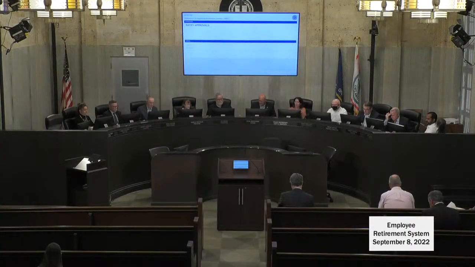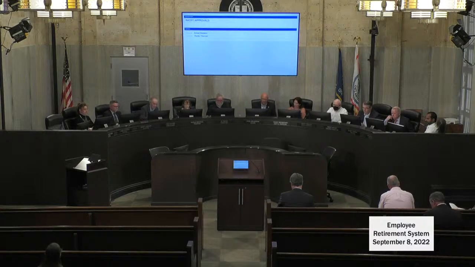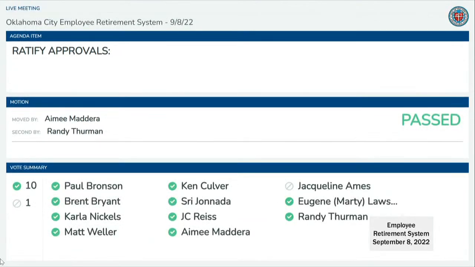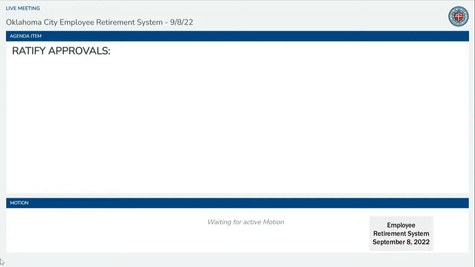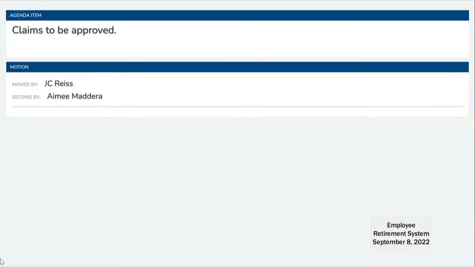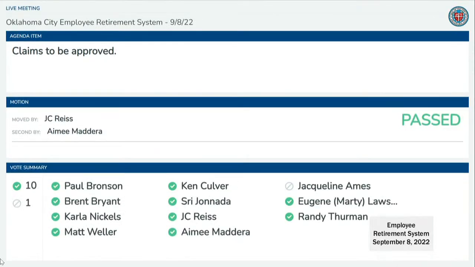Item number 4 is to ratify approvals. I have a motion and a second. Please record your vote. Item is approved. Item number 5 is to approve the claims docket. I have a motion and a second. Record your vote. Item is approved.